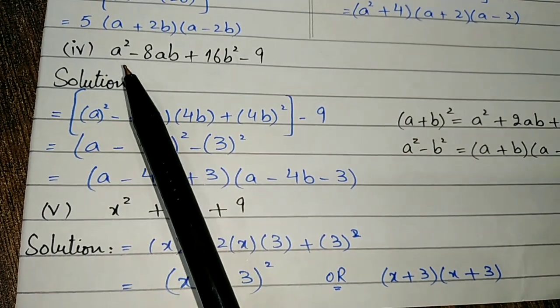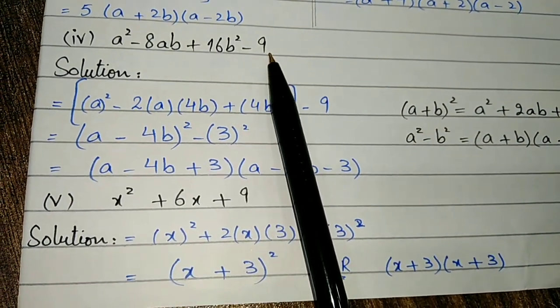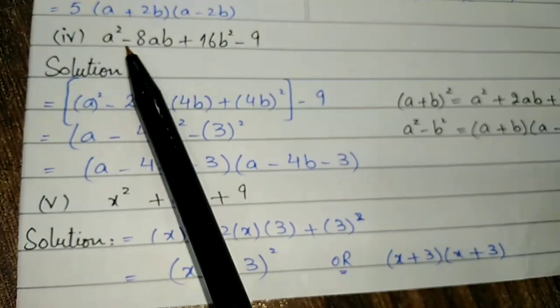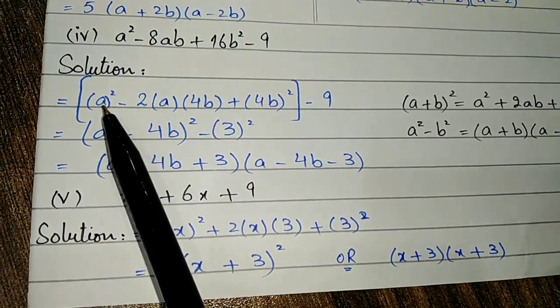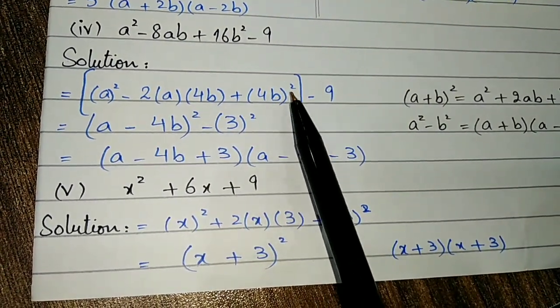Part number 4 is a square minus 8ab plus 16b square minus 9. Now this question involves 4 terms. So firstly we have to take the 3 terms to make it a complete square, that is a square minus 2 according to the formula. The first number in the first bracket, and the 16b square is the square of 4b whole square.